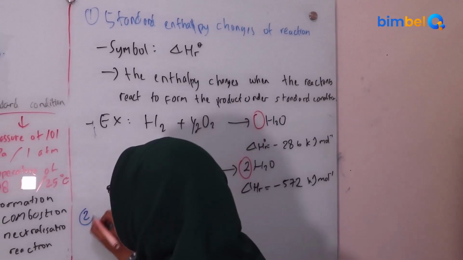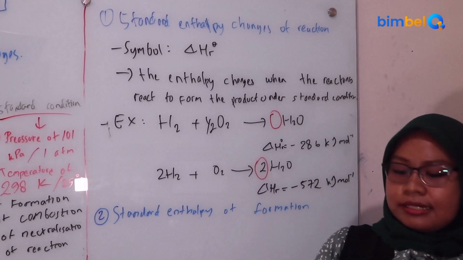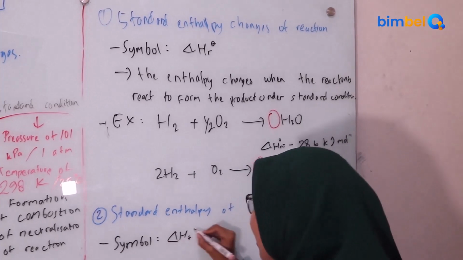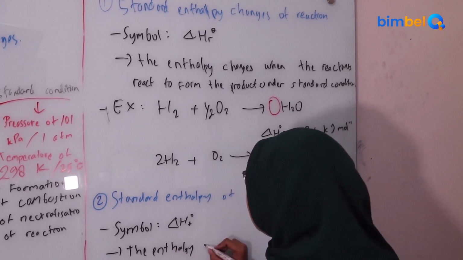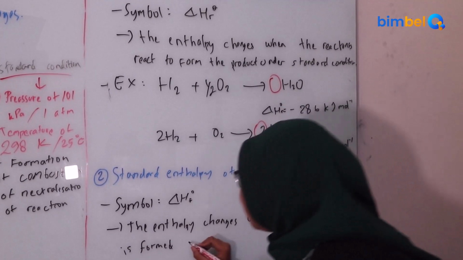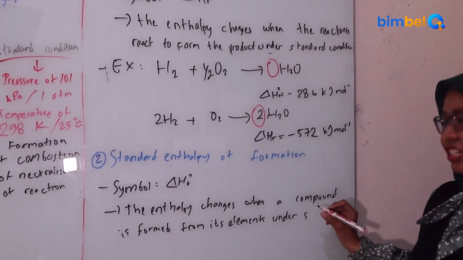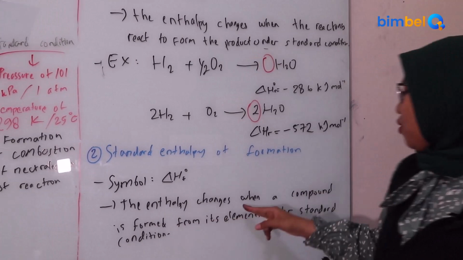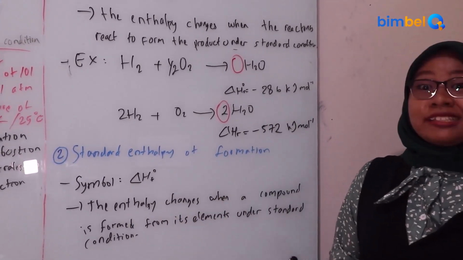And the second one is standard enthalpy of formation. The symbol is simply delta H, and you can add the f and the standard symbol. The definition is the enthalpy change when a compound is formed from its elements. And don't forget to add, under standard conditions. So just like its name, this enthalpy of formation is when a compound is formed from its elements under standard conditions.